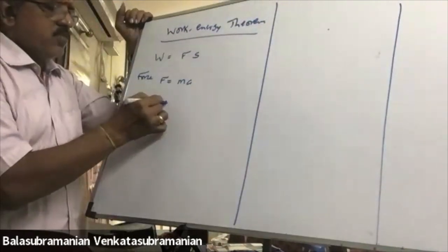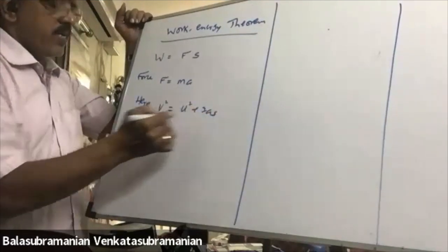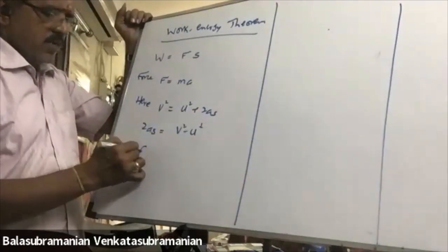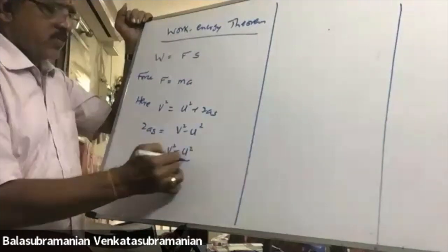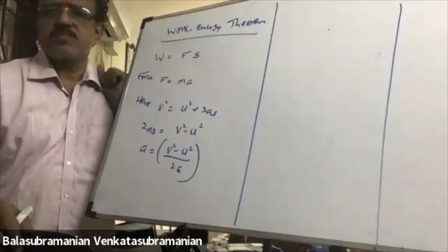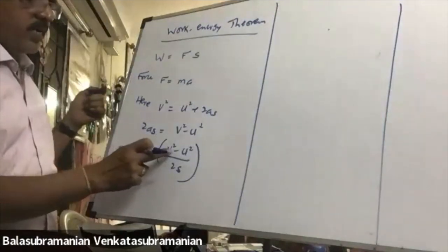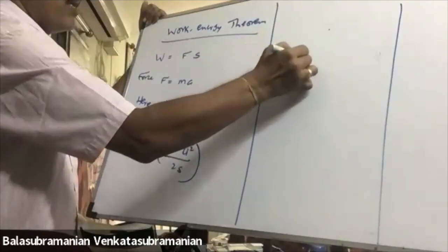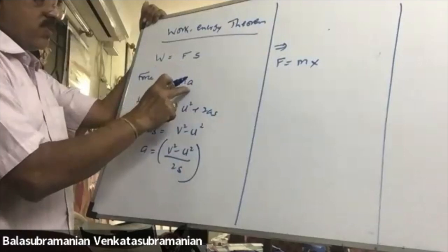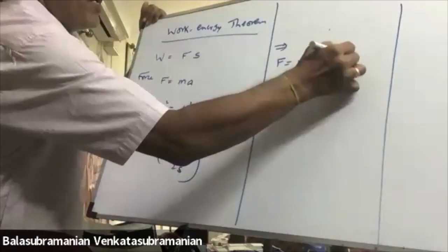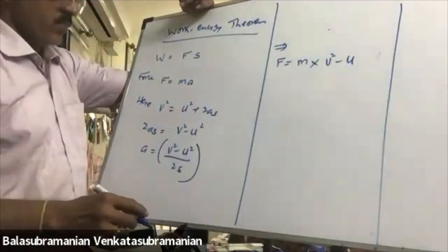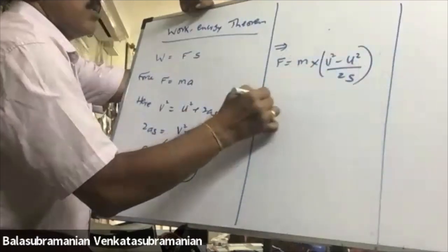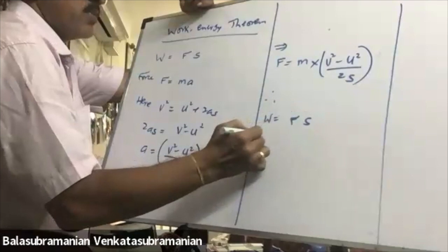What is that? V square is equal to U square plus 2AS. 2AS is equal to V square minus U square. A is equal to V square minus U square by 2S. Substitute this V square minus U square by 2S here. This implies F is equal to M into, what is A? V square minus U square by 2S. Therefore, work done is Fs.